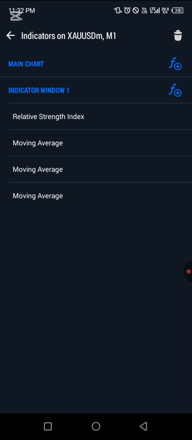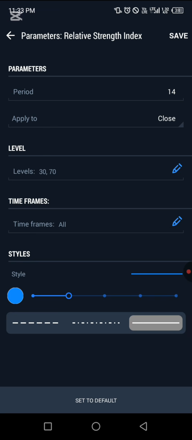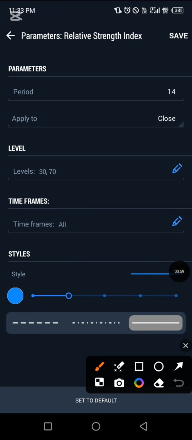For your indicator, first of all, click on the main chart to add this relative strength index. When you click on your main chart, you look for the relative strength index. Our period is 14, apply to close. The levels we have are level 30 and level 70. We can just edit it.